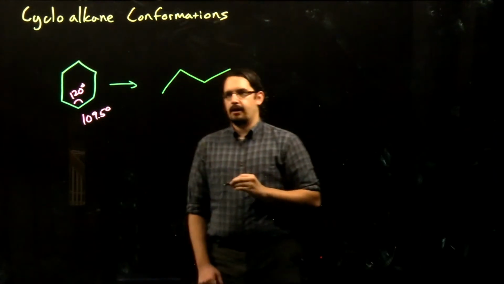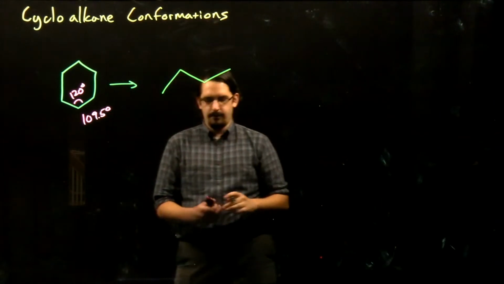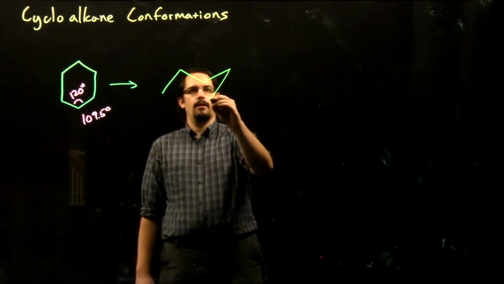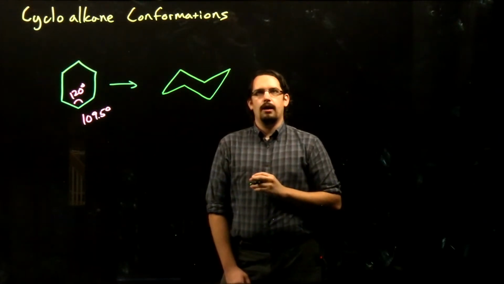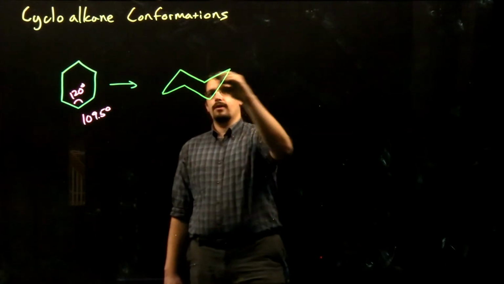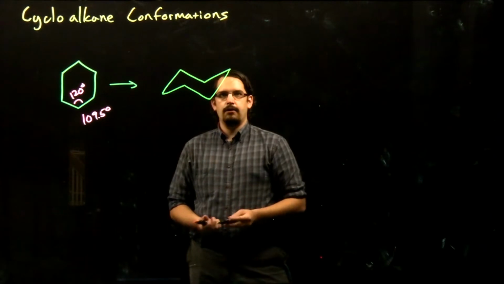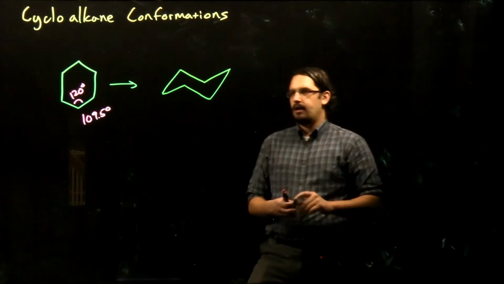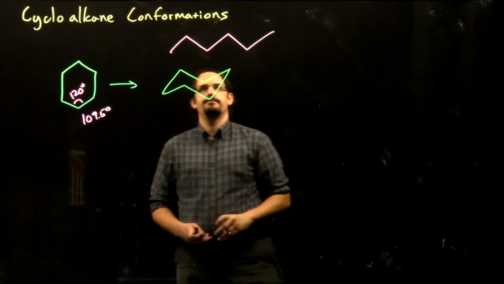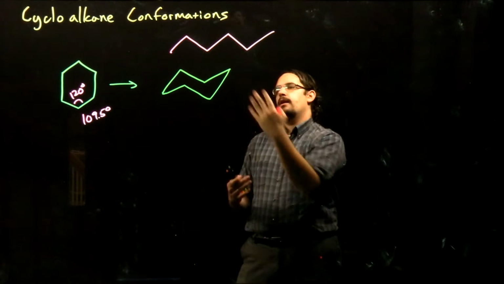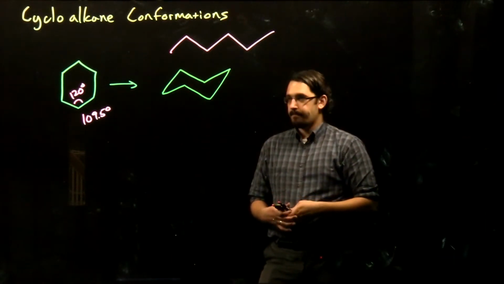So we've got our zigzag going, but now of course we need to connect the other side of our ring. So we're going to zigzag back to get what we call our chair conformation. All of our carbons are in a zigzag, but now we're zigzagging around in a cycle instead of just going in a straight line like we would if we had hexane. So we're essentially just bending that hexane back and connecting it into our cyclic shape.